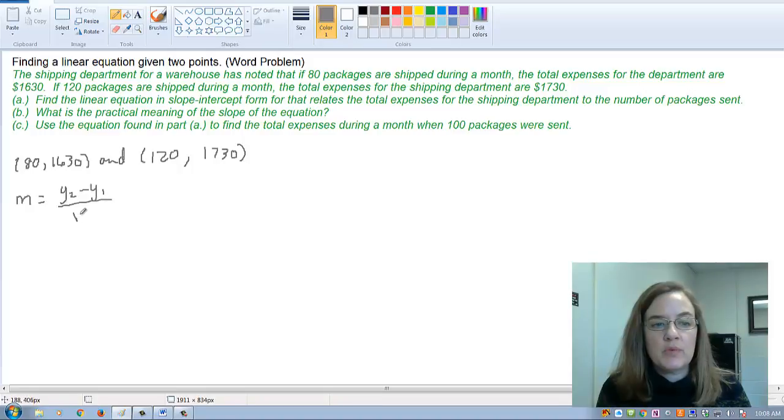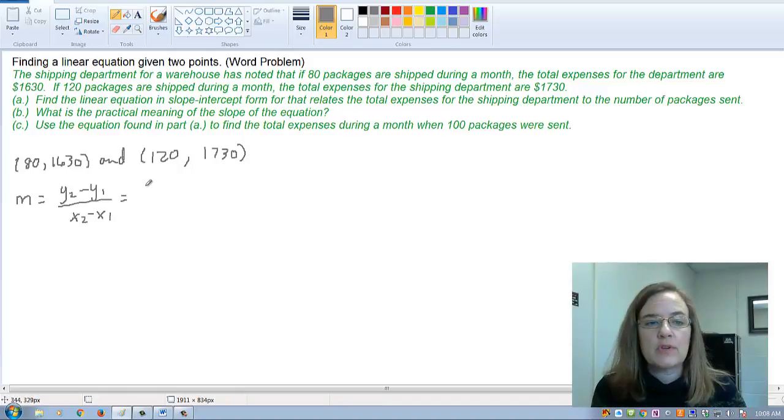Okay, so we are going to use the slope equation. Anytime you're given 2 points, we must use the slope equation to find what our slope is. Because we're not given the slope, we have to find it. Now the y's go on top, the x's go on the bottom. So I'm going to have 1,730 minus 1,630. So this was my y2 and this was my y1, over, I've got to keep the second point with this, so I have to line up the 1730 over the 120 like that, don't forget about that, over 80. This is my x1.